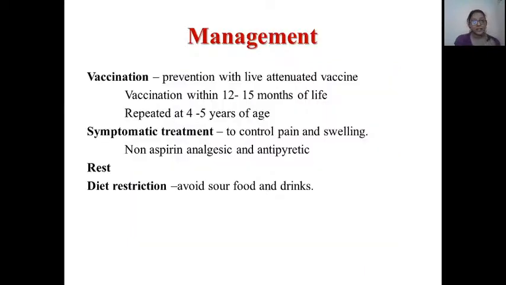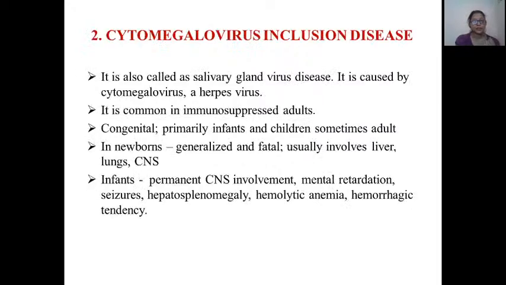How can we manage that? By giving live attenuated vaccine, which is given to the infant within 12 to 15 months of life, and it is again repeated at 4 to 5 years of age. There is no control of pain and swelling. We can prescribe non-aspirin analgesics and antipyretics, rest and diet restriction. We can avoid sour food and drinks, and carbonated drinks.